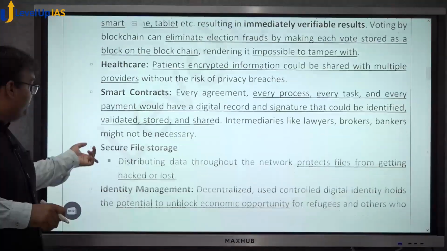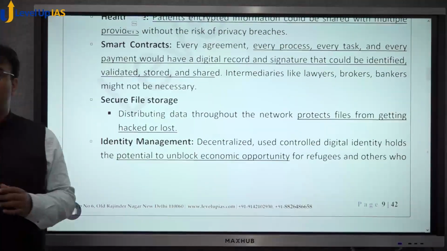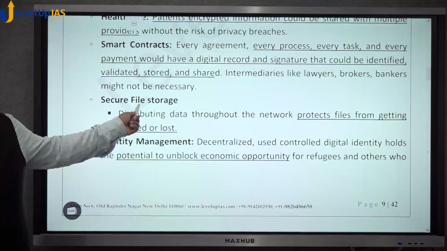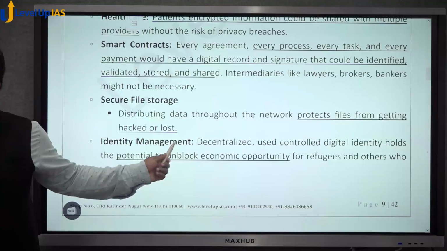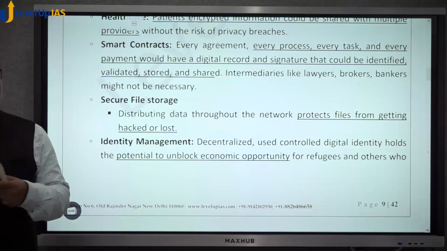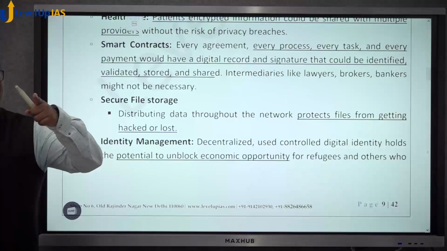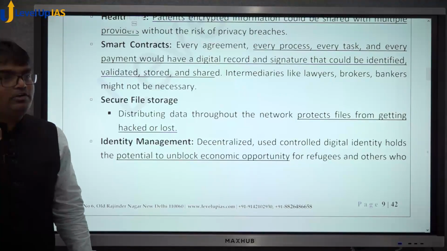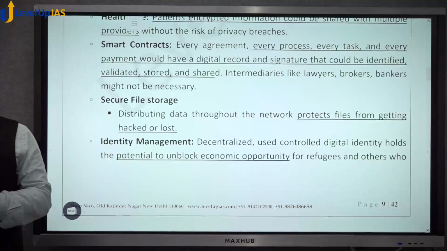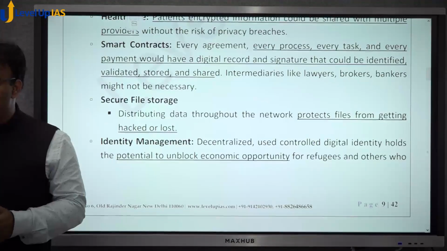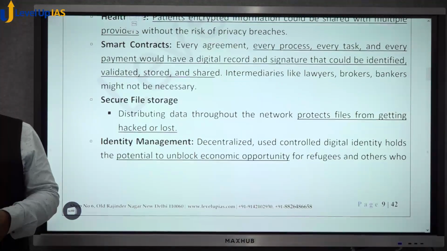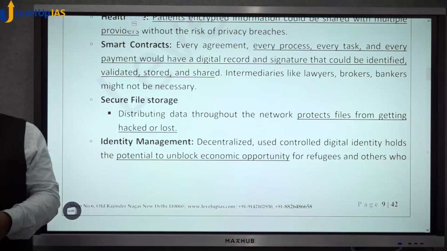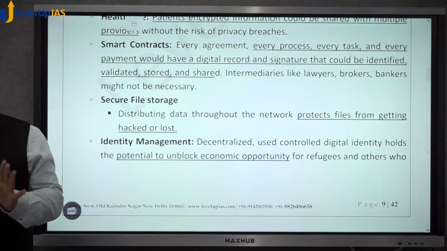Okay, now secure file storage. Right now when we store a file, even in Drive, it is risky. But if we start storing files on blockchain, the same file will be stored on millions of computers. Ensuring what? Ensuring security. That file will not be destroyed. Right now I make my notes and those notes are on my computer and on OneDrive. If my computer crashed and OneDrive also crashed one day, then the notes I have been making for 5 years would all be gone.